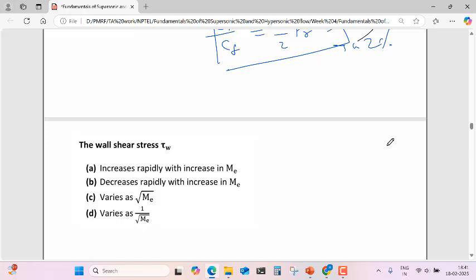Wall shear stress tau W increases rapidly with increase in Mach number, decreases rapidly with increase in Mach number, varies as the square root of ME, or varies as 1 upon the square root of M. What is the answer for this?